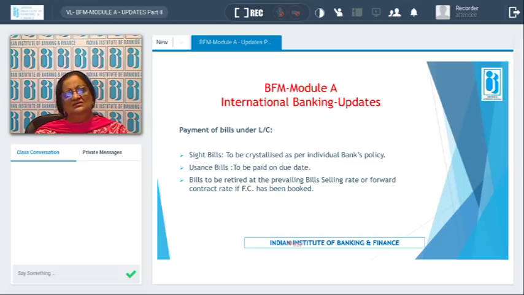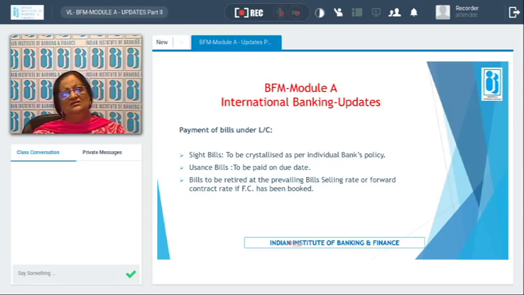If it is a sight LC, the bills would be drawn DP, that is demand payment. So when should they be paid? They are to be crystallized or paid as per the individual bank's policy. Earlier, FEDAI used to prescribe this period for crystallization of import bills, and it was 10 days after presentation of the bill to the importer.